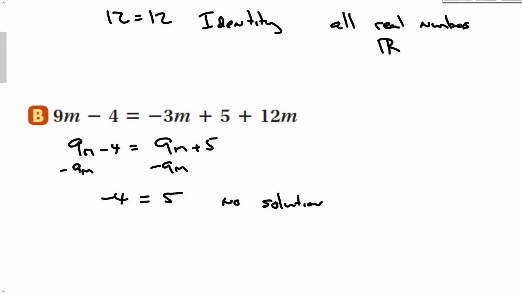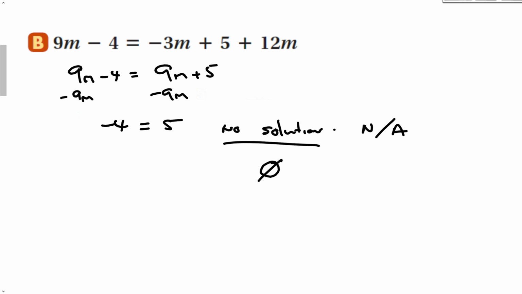So this one has no solution. Other ways to write no solution: some people have seen this before, like no answer. This is kind of a little fake. What we like to do in math when we have no solution is use, not a zero, because a zero is a solution, but a zero with a line through it. That means the empty set, the null set, the set of answers is non-existent. Either one of these two is good.